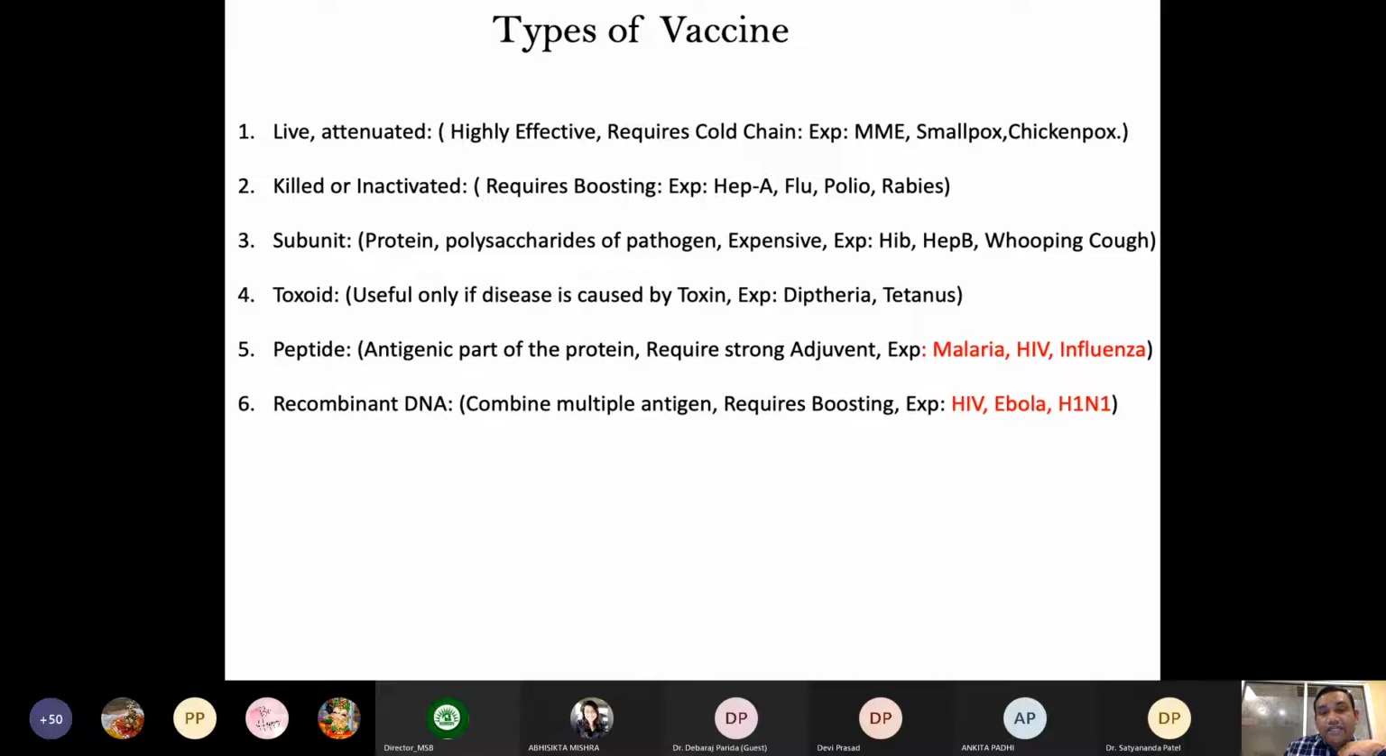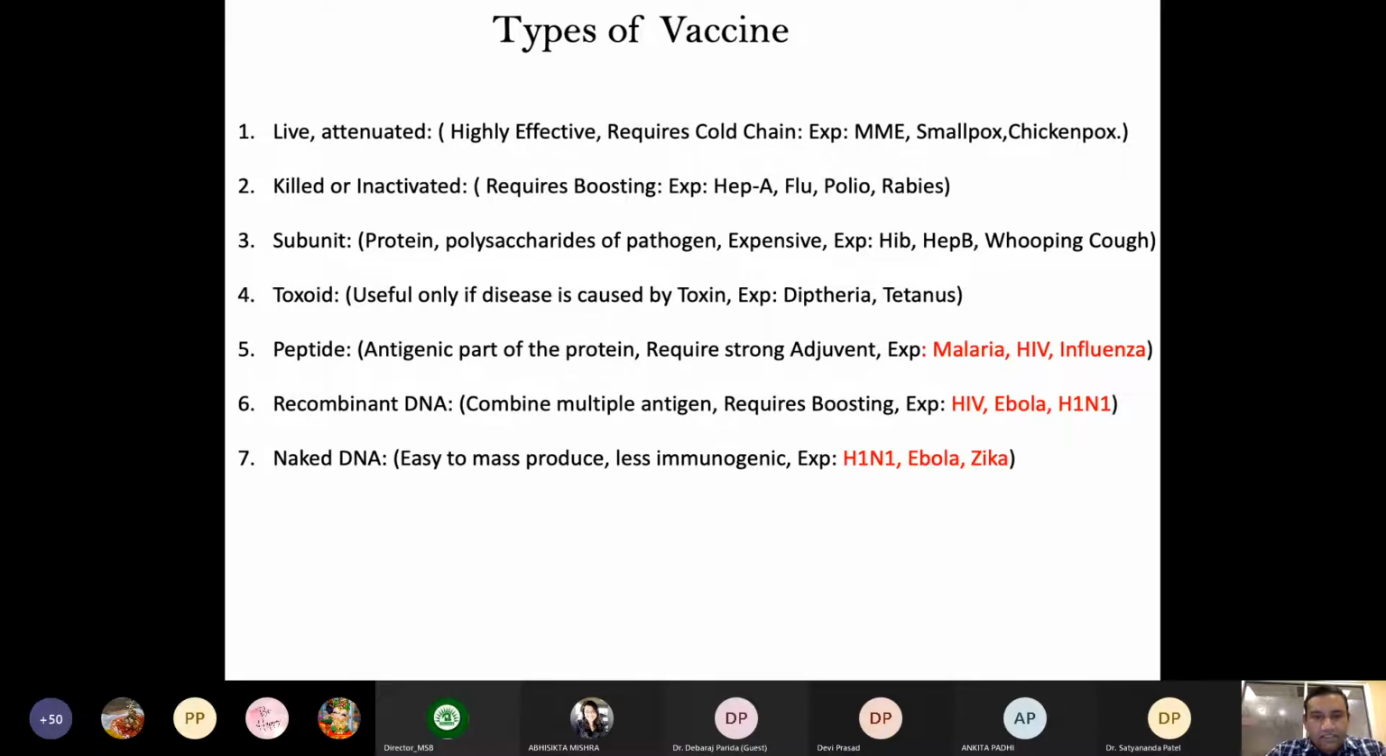Then comes the recombinant DNA vaccine, which gives you the advantage that you can stitch multiple antigens together and make a long DNA vaccine that can express multiple antigens. Clinically, it is not very successful, but experimentally it is highly successful. Some examples are HIV, Ebola, and respiratory viruses like H1N1. These vaccines use this technology.